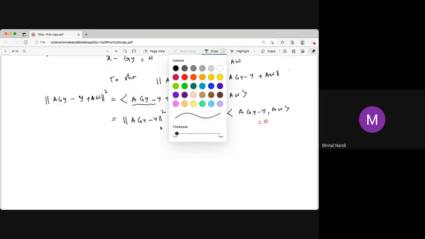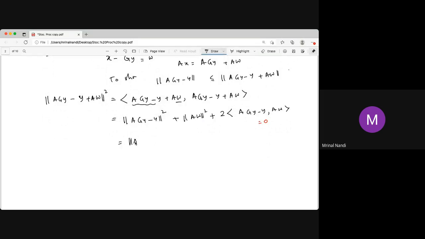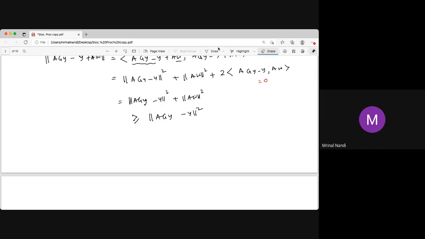We are done because this will then be norm of AG minus y squared plus norm of AW squared, and this is greater than or equal to the norm of this. The norm cannot be negative, the square cannot be negative. So this is the idea. Now we have to show that the product term is 0. So how do you show that the product term is 0?